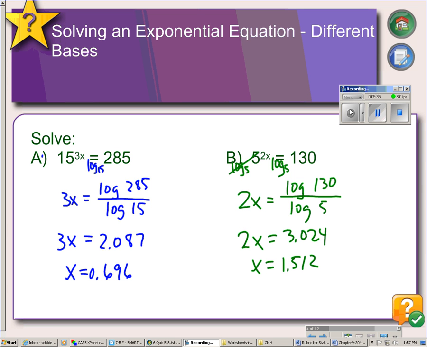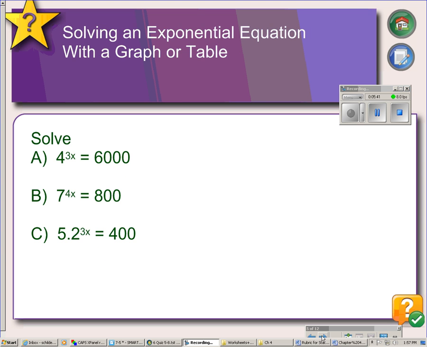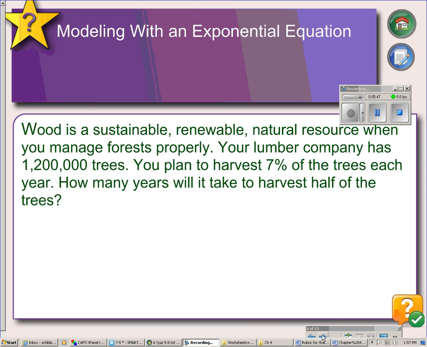That's as far as we're going to go in this first half of this lesson. There is more, like solving using a graph or a table. We will do these in class, and story problems, we're going to do some of these in class. So that's it for this first half.